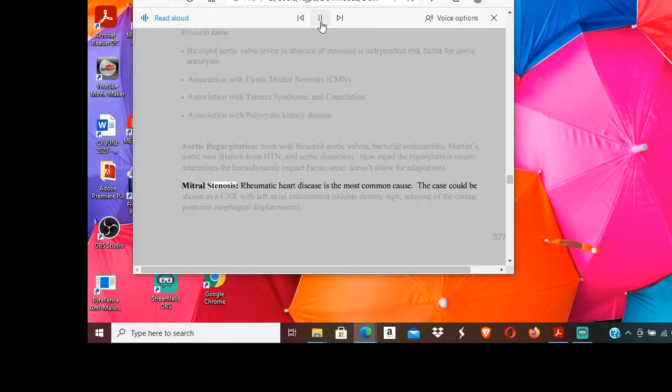Mitral stenosis, rheumatic heart disease is the most common cause. The case could be shown as a CXR with left atrial enlargement, double density sign, splaying of the carina, posterior esophageal displacement.